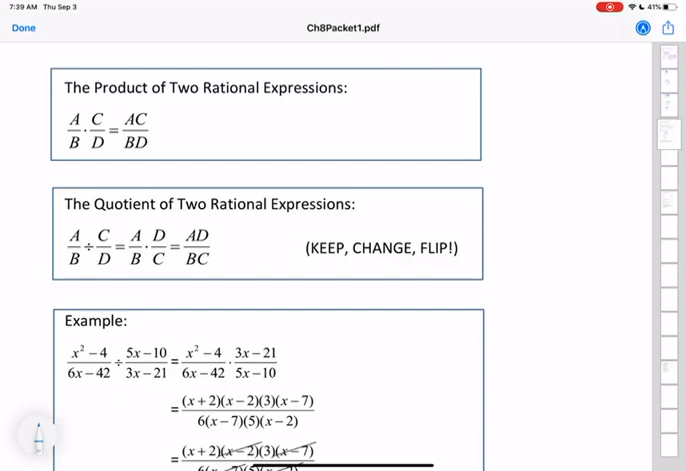So just to recap, just to review with fractions, we would multiply straight across. You can see here on the top, I have the product of two rational expressions. We just multiply straight across the top, straight across the bottom. If we're doing the quotient, it's eventually the same thing as multiplying, because what you do is you keep, change, flip. So what that means is that you keep your first part here, you change the sign from division to multiplication, and then you flip. So C over D becomes D over C. And then at this point, multiply straight across the top, straight across the bottom.